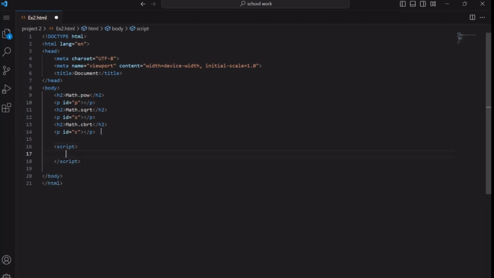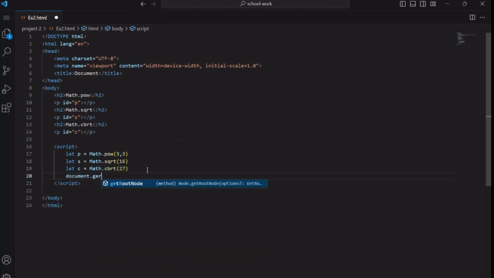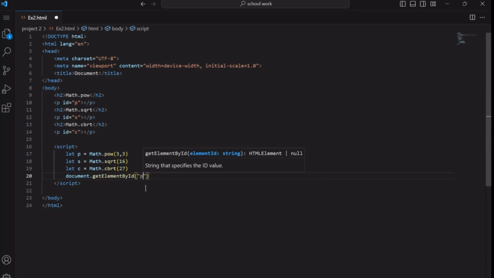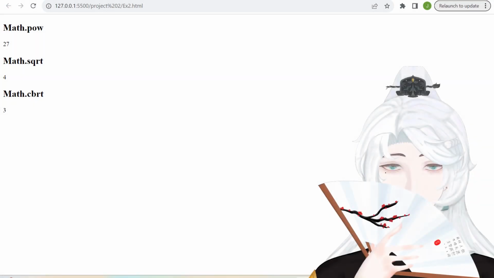After the HTML section is finished, now when coming to the script, we could use 3, 3 for Math.pow, 16 for math square root, and 27 for math cube root. After deciding the numbers, we could use document.getElementById.innerHTML to print this to the HTML page for us to see. As expected, 3, 3, which means 3 to the power of 3, will return 27. The square root of 16 is 4, and the cube root of 27 is 3.